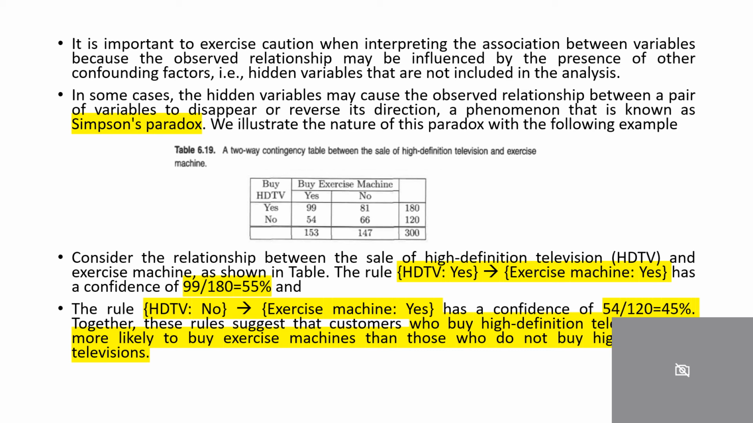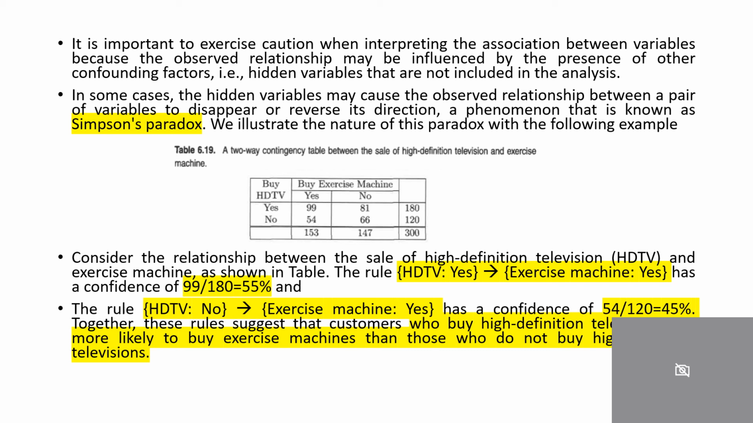For example, if you see this particular table, this is a two-way contingency table relating the sale of high definition television and exercise machine. The 99 indicates that 99 persons have bought the HDTV as well as the exercise machine. 81 indicates that 81 people have bought the HDTV but have not bought the exercise machine.